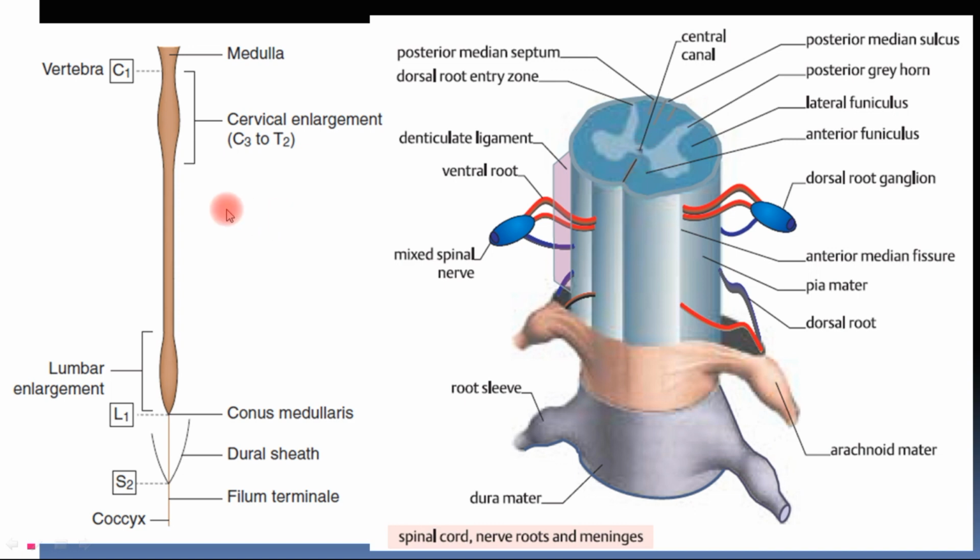One more thing to notice in this gross anatomy is the cervical and the lumbar enlargement. The cervical enlargement is an enlargement of the spinal cord because so many neurons arise from this segment to supply the upper limb. Similarly, the lumbar enlargement is because a greater number of neurons arise from here to supply the lower limbs. So the cervical enlargement supplies the muscles of the upper limb, and the lumbar enlargement supplies the muscles of the lower limb.